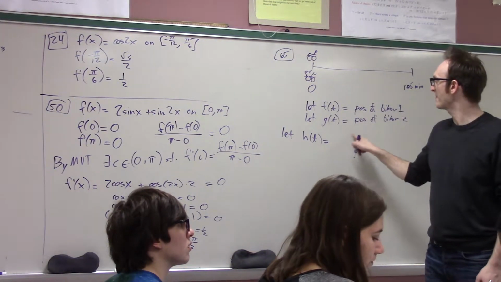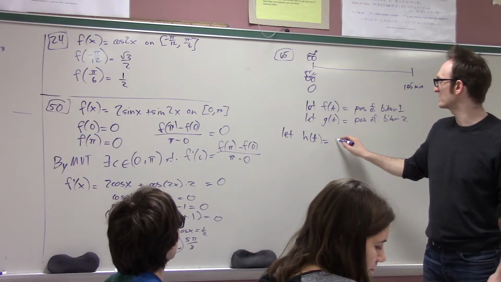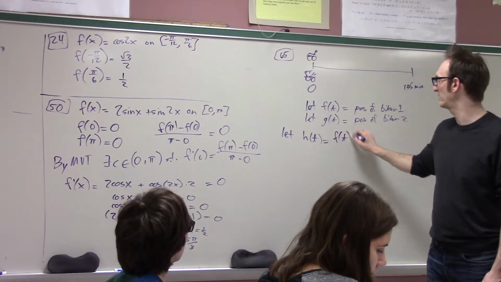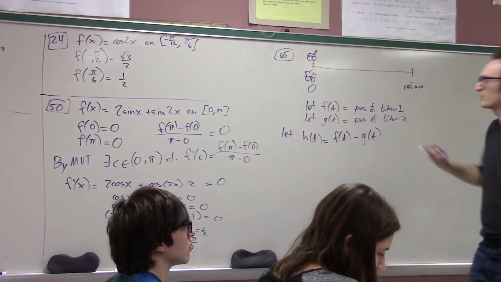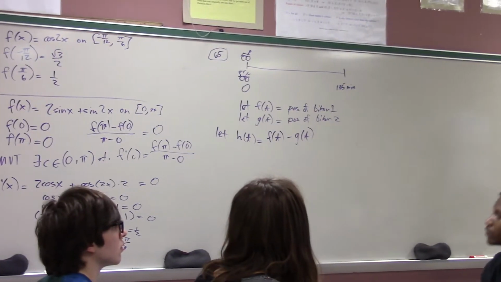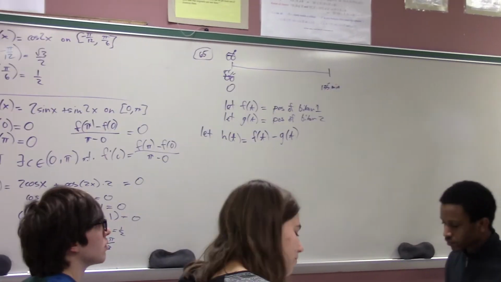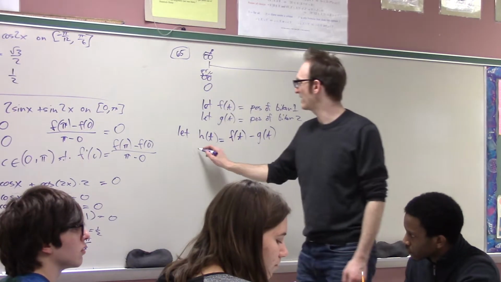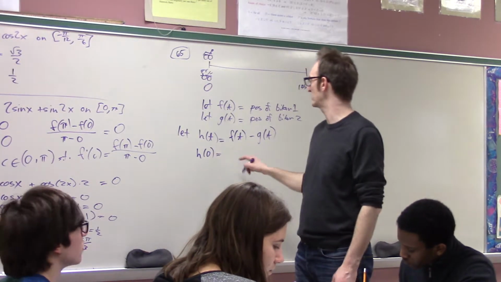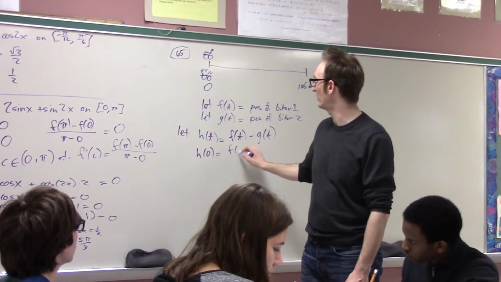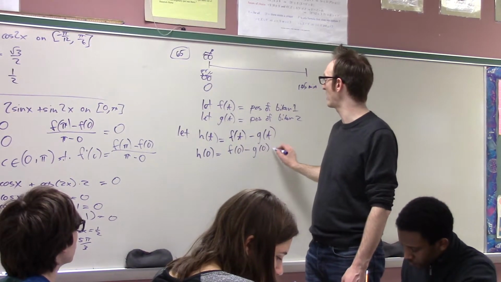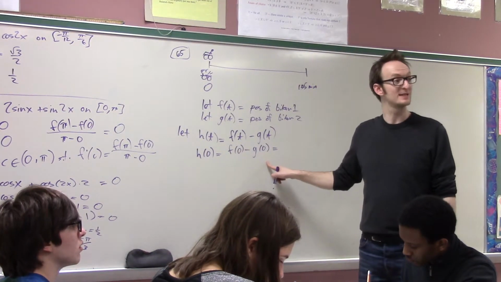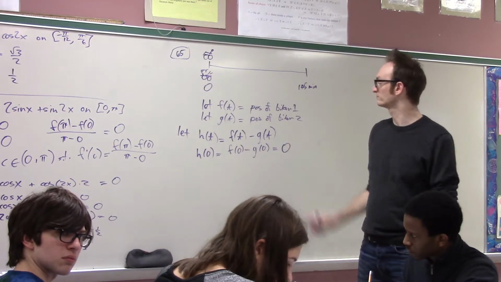You're saying, all right, what is h of t? She says let h of t be f of t minus g of t. In other words, you define a new function to be the gap in the positions of the two bikers. And what is h of 0? Well, h of 0 is just f of 0 minus g of 0. Where are they at time 0? They're in the same position, so their gap is 0.